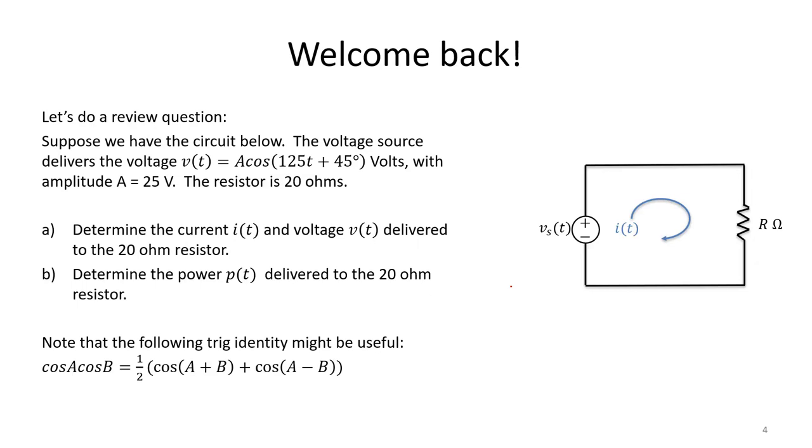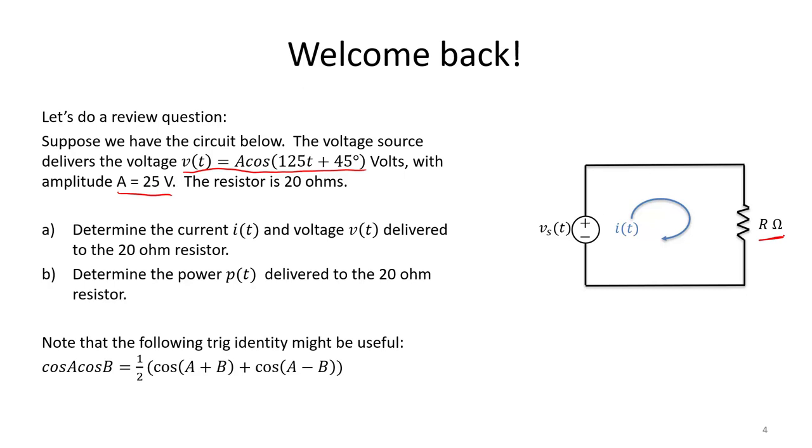Let's go ahead and do a quick review question before we move on to AC power. So here we are given a circuit that has an AC voltage source, and we're given that the voltage source is a sinusoidal source with amplitude 25 volts. We are also told that our resistor is a 20 ohm resistor.